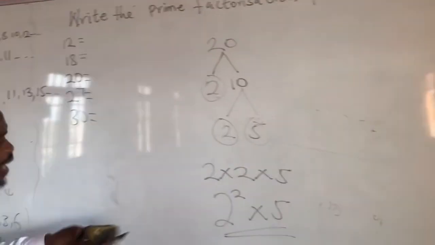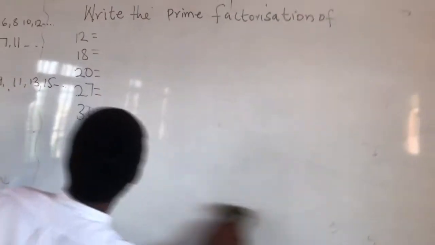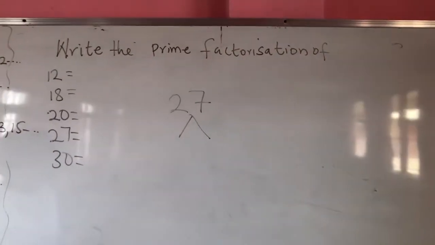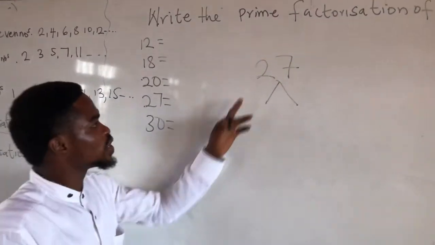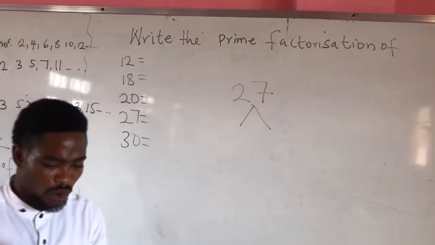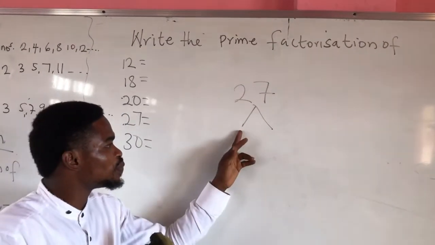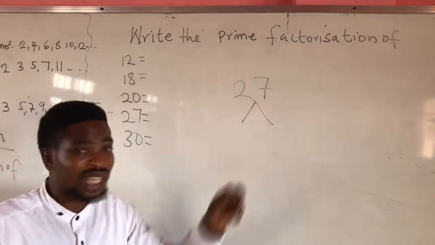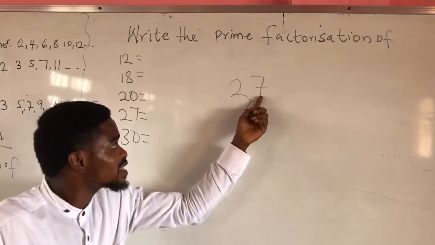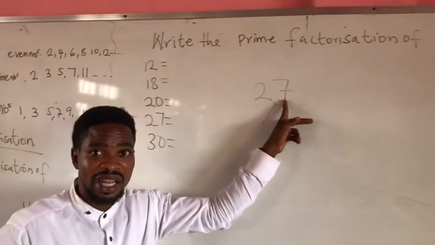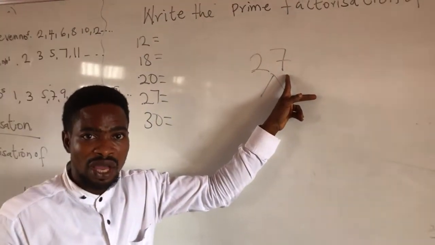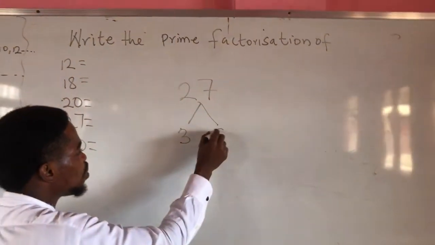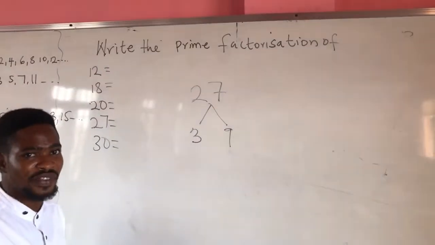Now the next number, which is 27. Which number, if you multiply, we can get 27? If you multiply a number by 2, we cannot get 27, because 27 is not an even number. The last digit will tell you that 27 is not an even number. So we use 3. 3 times 9 will give us 27.